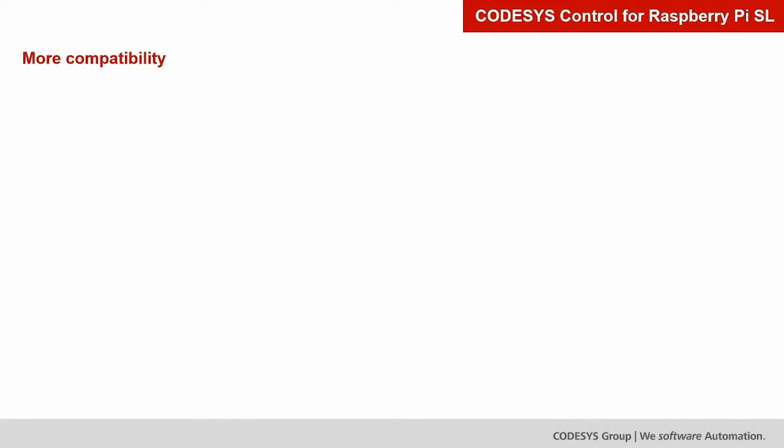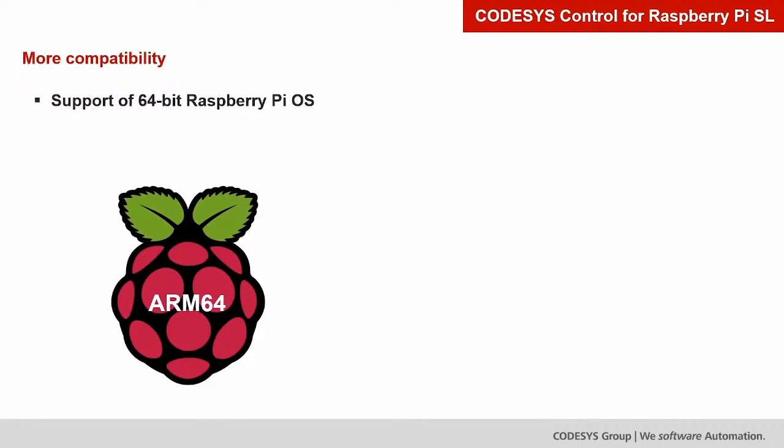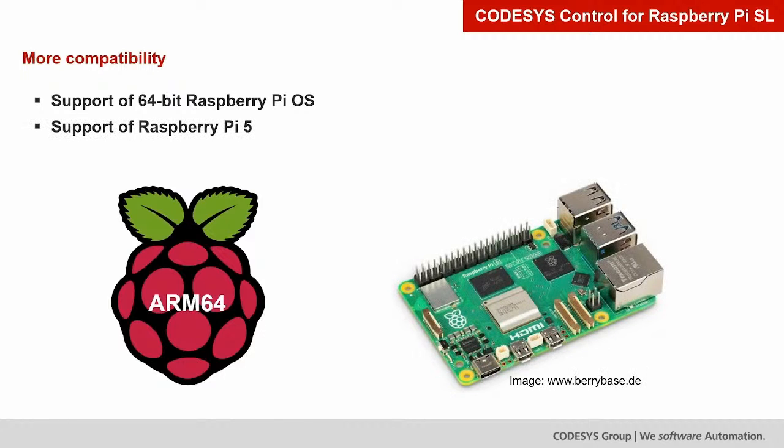Then to other products, CODESYS Control for Raspberry Pi SL. Here we added more compatibility. We now support also the 64-bit Raspberry Pi OS since version 4.10. And since SL version 4.11, we also support the Raspberry Pi 5. Currently, still with some limitations, but this problem should be fixed with SL version 4.12.